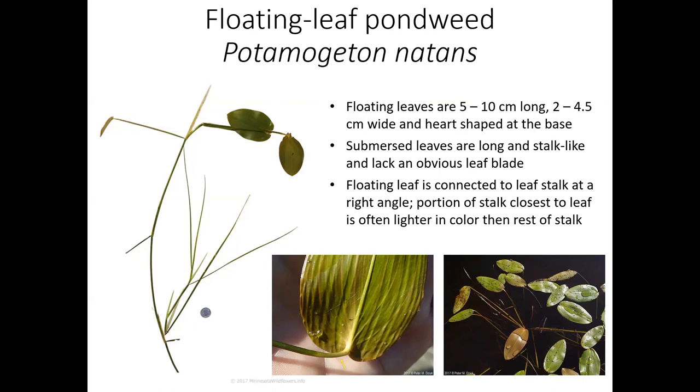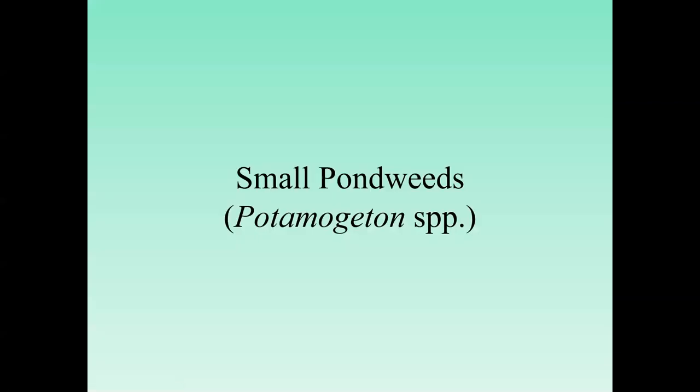At the base of this leaf, you'll notice that it's slightly heart-shaped, so it tends to curve a little bit where it attaches to the stem. And that portion where the stem attaches to the leaf is bent at a 90 degree right angle, and it tends to have a little bit of a discolored look to it compared to the rest of the stem. So you'll notice that this is a little bit paler for about a centimeter or two before this brighter green portion of the stem starts. All right, and I think that's the last one I had for the medium pondweeds.